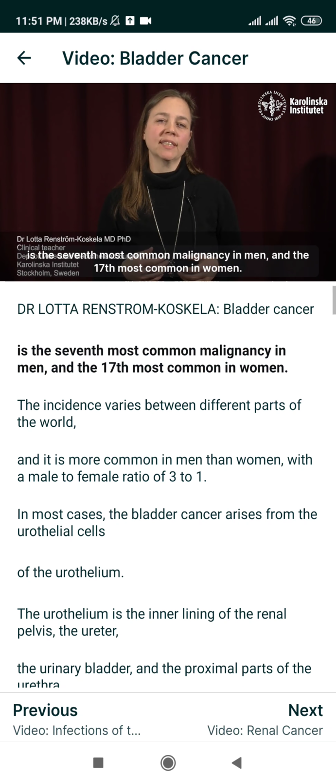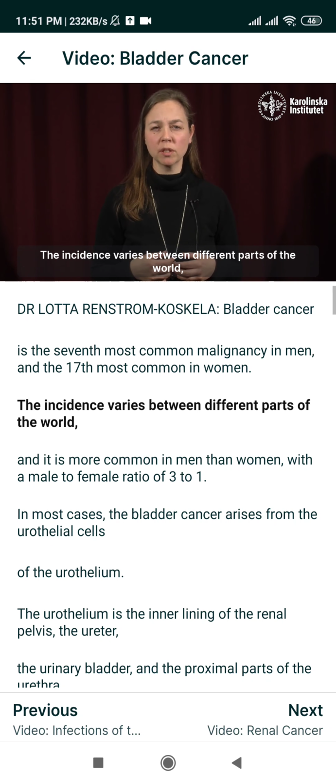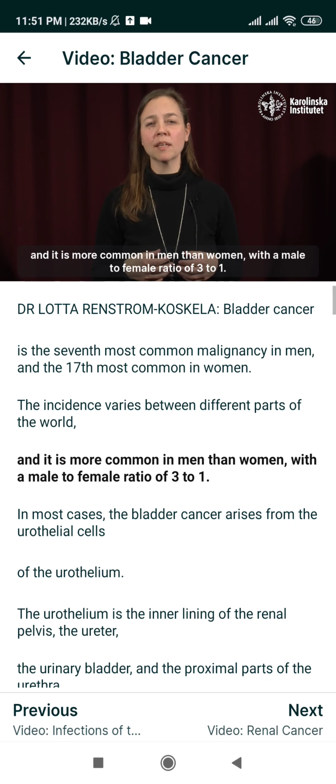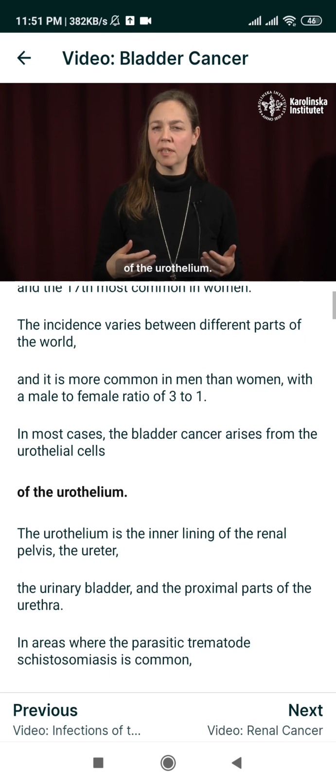Bladder cancer is the 7th most common malignancy in men and the 17th most common in women. The incidence varies between different parts of the world, and it is more common in men than women, with a male-to-female ratio of 3:1. In most cases, bladder cancer arises from the urothelial cells of the urothelium.